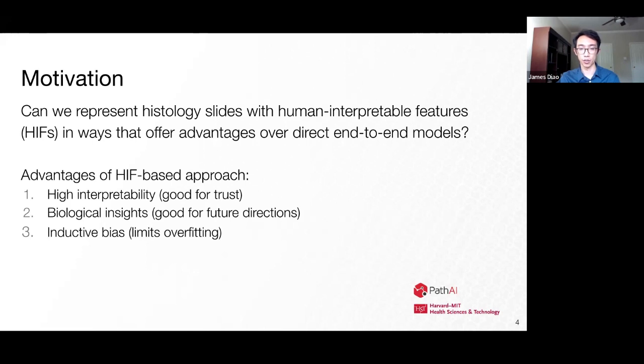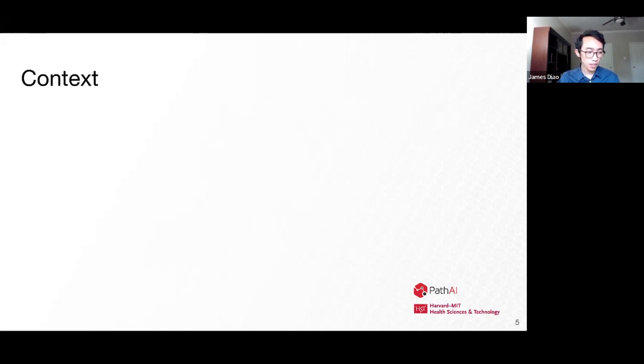So it does enforce this inductive bias. And then just a little bit of context about previous work on HIFs. I haven't been able to do a thorough scouring of the literature since this was published, so maybe this is not entirely up to date, but when we were doing this work, we were looking at some of the other work that had been done in this space.